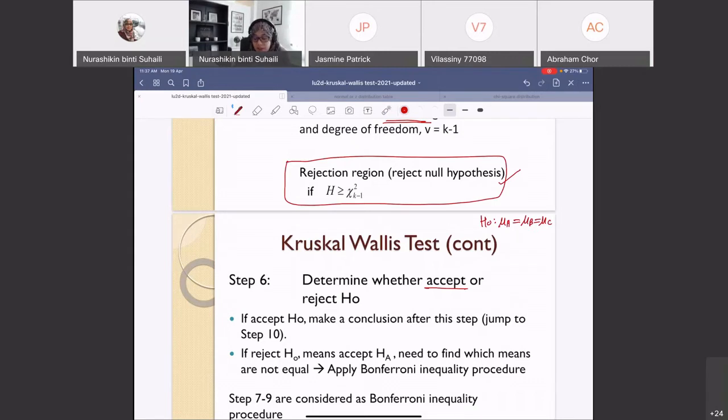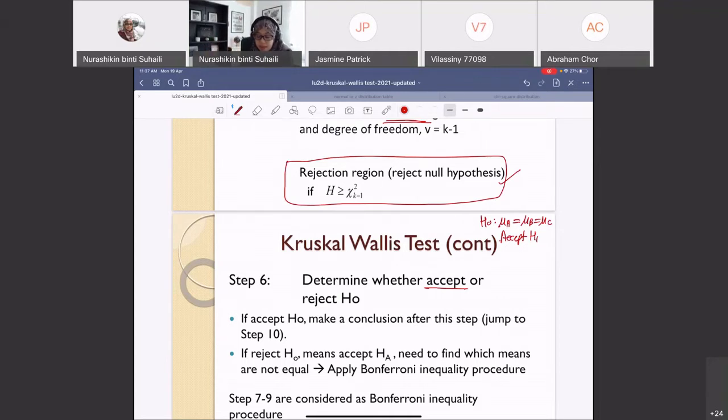What happens if you reject the null hypothesis? If you reject the null hypothesis, it means that you accept the alternative hypothesis, then you have to figure out something more. It's not just about deciding that there is a difference between sample A, B, and C, but you have to find out where the difference lies. So if you accept the null hypothesis, it will be much simpler because we will say that there is no difference between sample A, sample B, and sample C.